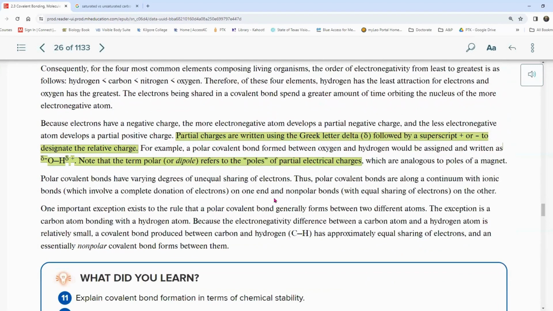So to be able to denote that, they write a Greek letter delta with a plus or minus, and it kind of looks like this. That is also termed a dipole, which means it's just showing how those charges are moving. It's also showing if something is more positive, is it moving towards something more negative, or is something more negative moving towards something more positive? It's basically showing us if there's movement.